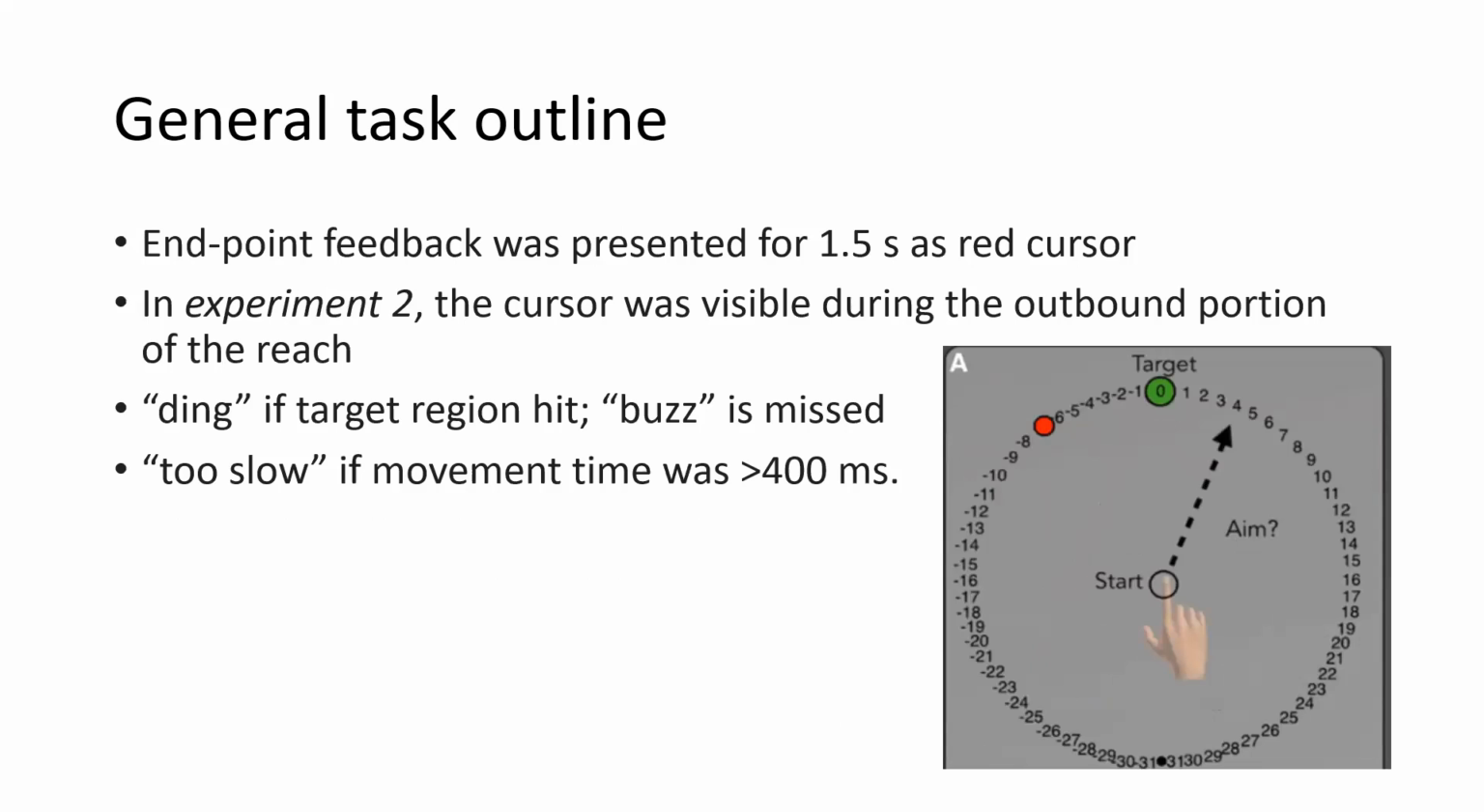In experiment 2, feedback was also given in the form of a visible cursor during their movement attempts. So another important difference between experiment 1 and 2 is that in experiment 1, once they got their hand in the start circle, the cursor disappeared. In both experiments, if the target was hit, an auditory signal sounding like a ding was given and a buzz sound if you missed. If you were moving too slow, a verbal too slow signal was given if you took longer than 400 milliseconds to finish the trial.